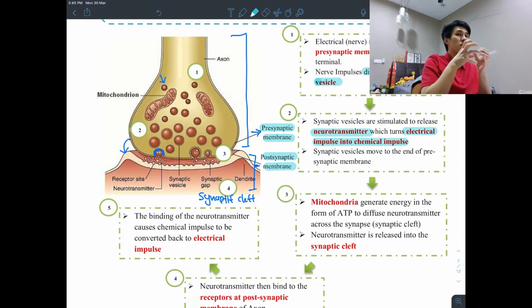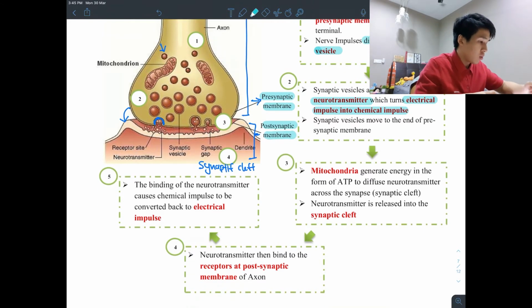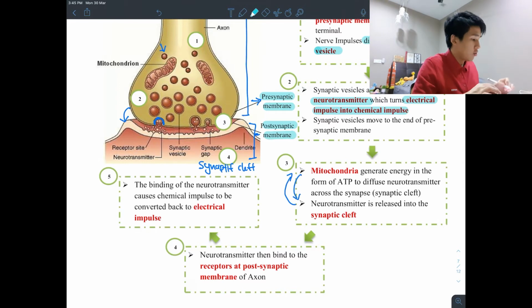So this neurotransmitter, remember, is the one carrying the chemical signal now, because from electrical it has become chemical already. So you release the neurotransmitter in the synaptic gap. See? Okay. So now we look at number 3. Number 3 is where you can see neurotransmitter moving across the synaptic gap. Actually, these 2 points are reversed. This one should always go up first. This one is supposed to come down. So neurotransmitter now is released into the synaptic cleft.